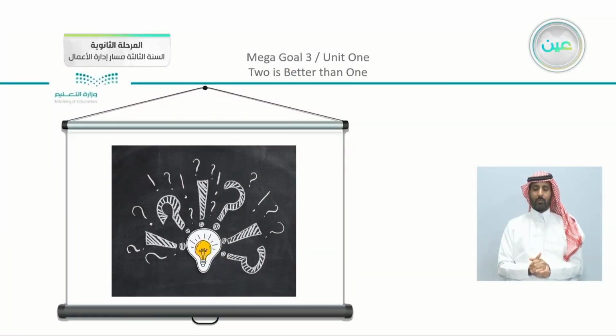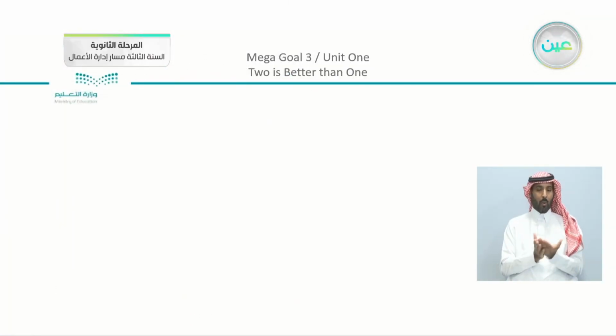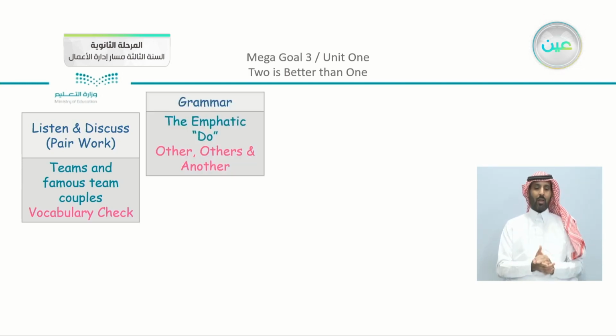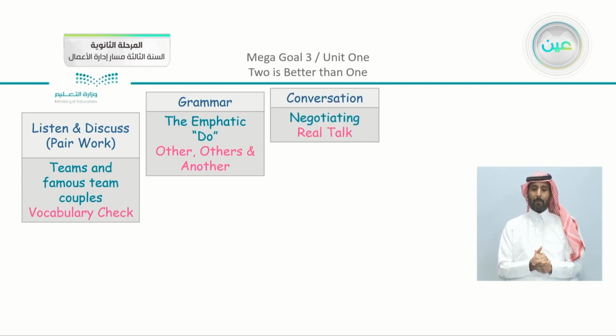Now, we come to the end of our unit. What did we learn? We learned different things here. We had the listen and discuss and the peer work. We talked about teams and famous team couples. We had the vocabulary check. In grammar, we studied the emphatic do. We studied the structures other, others, and another. We had the conversation, which was about negotiating and the real talk.